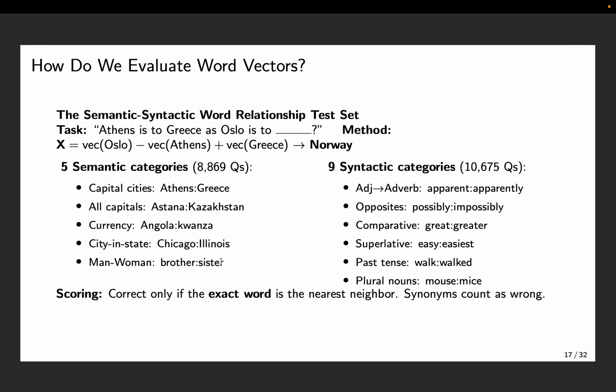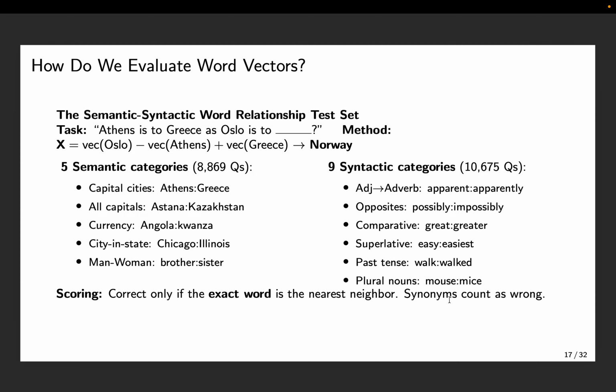Similarly, next is the syntactic questions. It has approximately 10,600 in total. So adjective to adverb, like apparent to apparently, rapid to rapidly, and opposites, like possibly to impossibly, ethical to unethical, and it goes on. So the scoring rule is strict. The answer is correct only if the exact word is the nearest neighbor. Synonyms count as wrong.